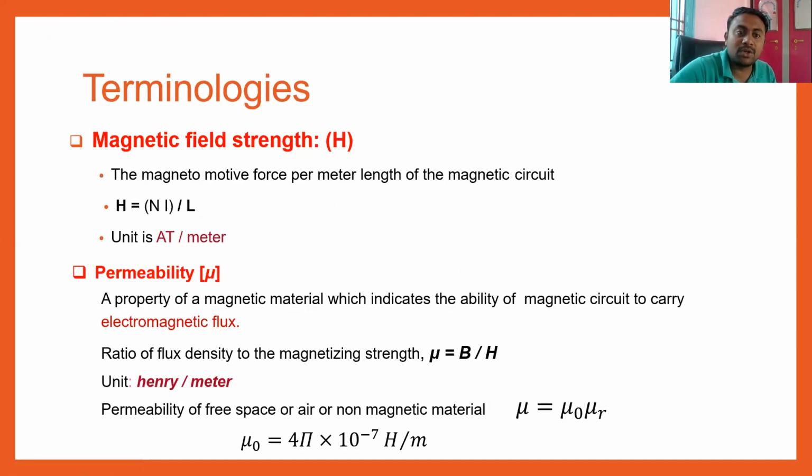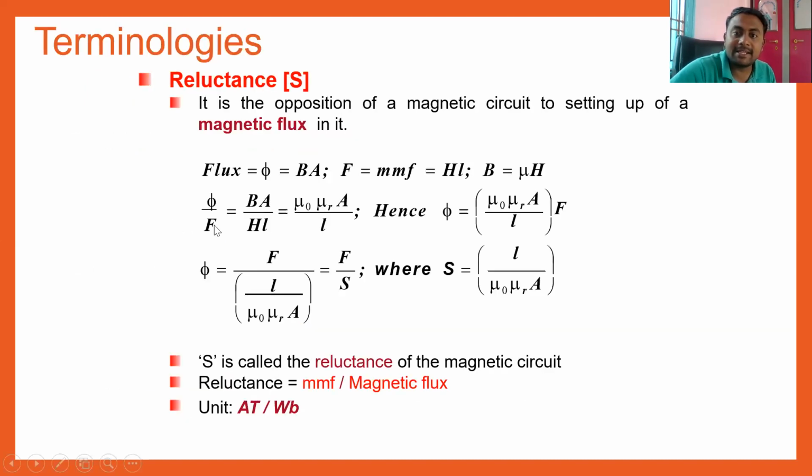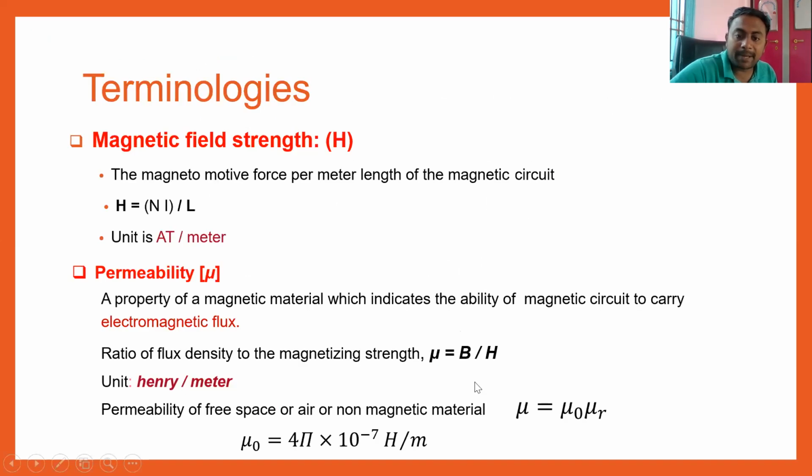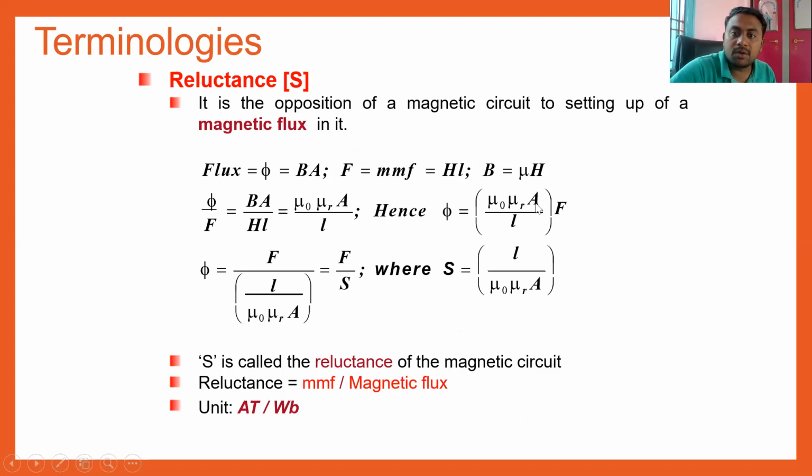Why? Because H equals Ni by L. We can write Ni as the MMF, so HL we can write as the MMF. And then magnetic flux density B equals mu H. From the definition of permeability, we can write B as mu H. So from these three, we are going to find out.